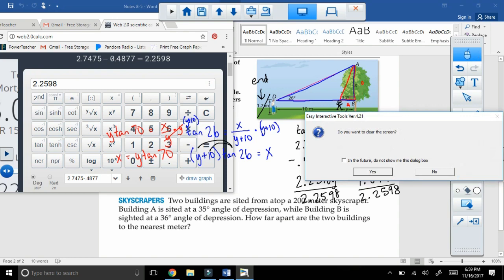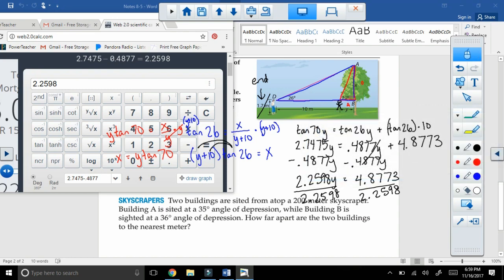2.2598. So lastly, I have 4.8773 divided by 2.2598. So this answer for y is about 2.1583. We'll just round that off.